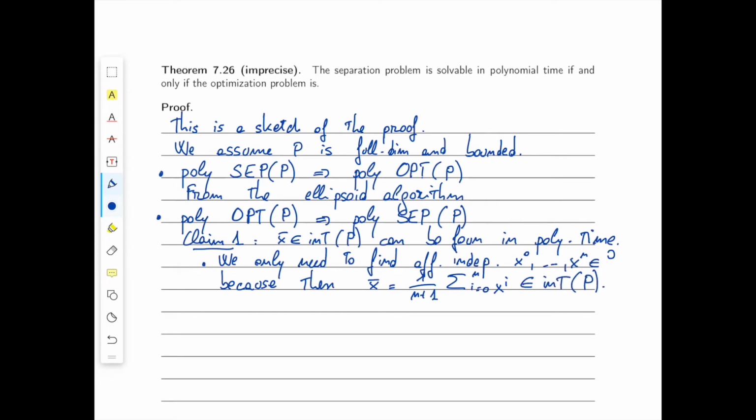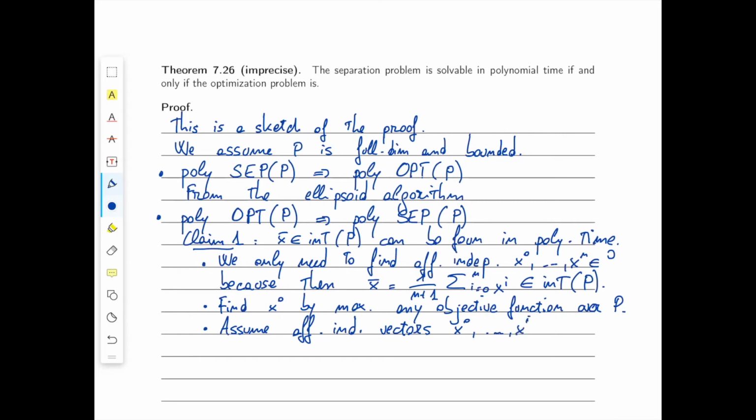Great, so how can we find these vectors? Well, the first one is obtained by just maximizing any objective function over P. Find x0 by maximizing any objective function over P. And now recursively assume that affinely independent vectors x0 until, let's say, xi have been found.